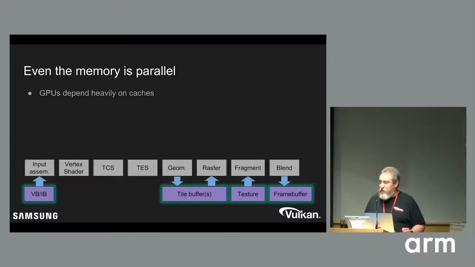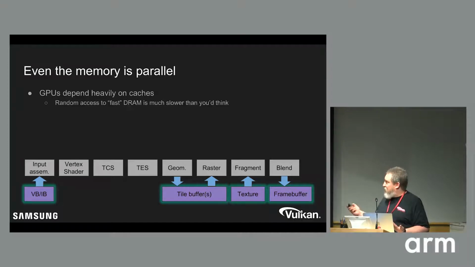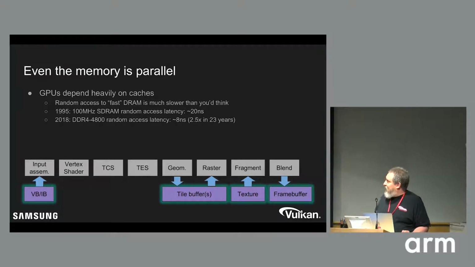And the memory, as I was saying before, is accessed in parallel as well. So GPUs require caches to get good performance. And if you don't believe that, you may think DRAM has got really fast these days, and in terms of bandwidth, it has. But if we go back to 1995, which is so long ago I'd only just graduated, then it took you 20 nanoseconds-ish to do a completely random access to some memory. And now we can do it in 8 nanoseconds. So that's 2.5 times faster in 23 years. So eat that, Moore's law.